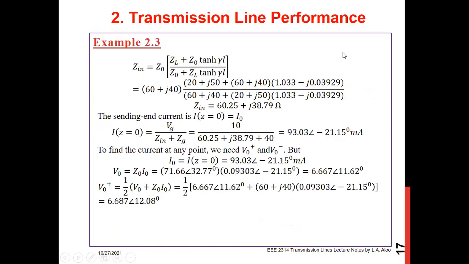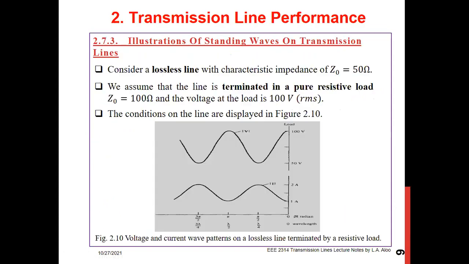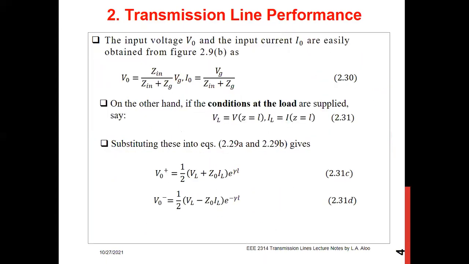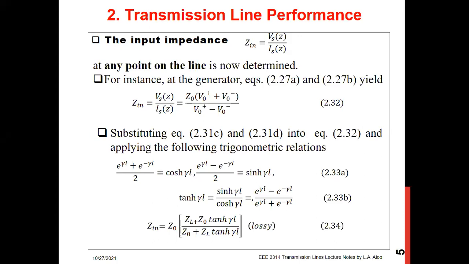Okay. So once you compute the tan hyperbolic gamma L, you now come with it to this equation and say Z in will be equal to Z naught into ZL plus Z naught tan hyperbolic gamma L over Z naught plus ZL tan hyperbolic gamma L. I'm using this equation because the line is lossy.